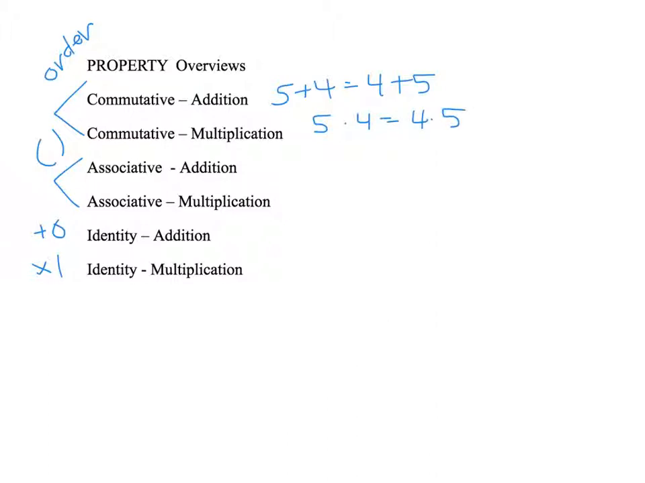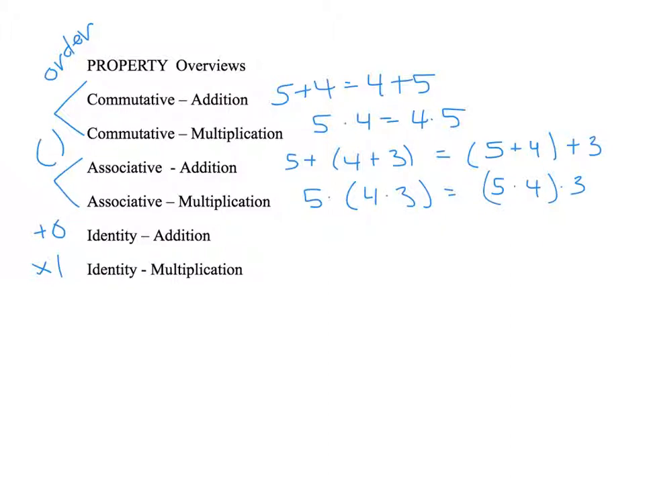Associative addition is changing the parentheses. So I'm going to write 5 plus 4 plus 3 in the same order, but I'm going to change the parentheses. Multiplication is the same thing: 5 times 4 times 3, but now I'm going to change the parentheses. Identity addition is where you're adding 0, and identity multiplication is where you're multiplying by 1. These are the 6 properties so far to study.